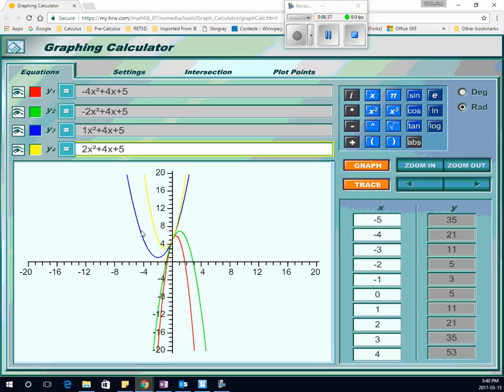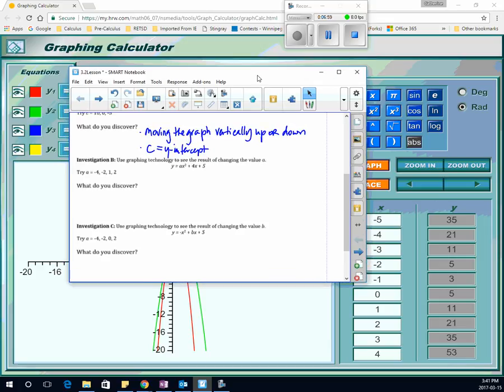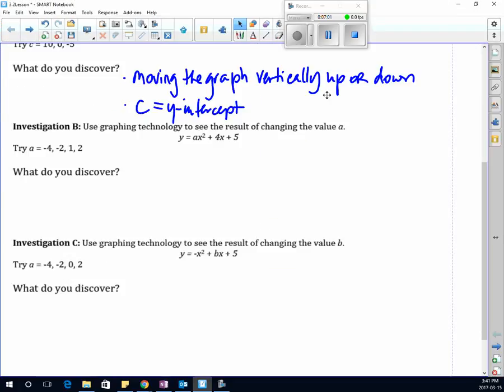It's easy to compare my blue graph to my yellow graph. My yellow graph is way narrower than my blue graph. And even if you compare my green graph to my red graph, the red graph, which is A is negative 4, is way narrower than my green graph. So let's write down what we discovered.